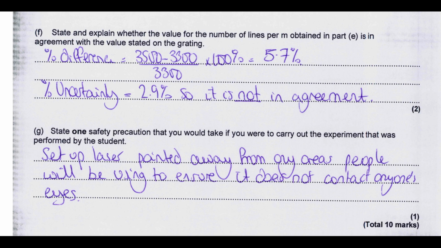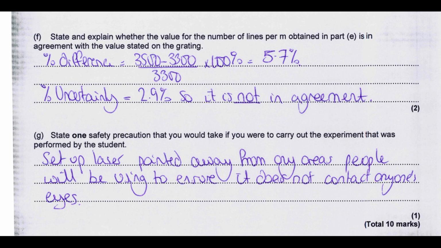And then the final part, these two were not done very well at all. In terms of working out whether or not your answers agree, you need to look at the percentage difference between the value calculated and the stated value, which is what you can see I've done here, 5.7%. But your percentage uncertainty is only 2.9%. So actually the value calculated and the value stated are not within the uncertainty limit. So they are not within agreement of each other. That's how you would explain whether it's valid or not. Any other comment, like, oh, they're quite close or they're not close, is not enough. It's just not valid. You need to think about the uncertainty.